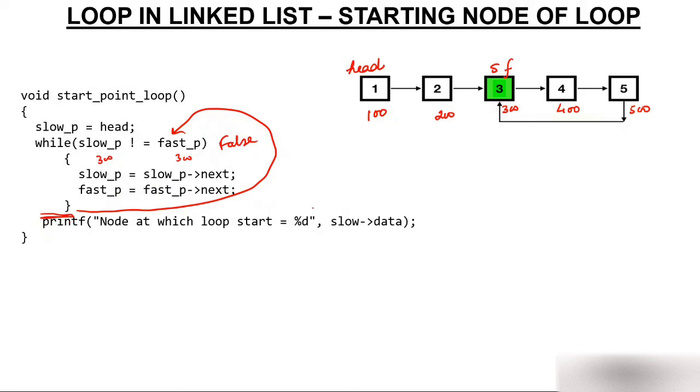So I'll print the node at which the loop starts, which is slow data. What is slow data? 3. Yes, correct. Or you can print fast data because both are at the same position. Instead of slow data, you can also write fast data, whatever you want to do. So this is what the coding is all about. Prior to this, I explained how to detect a loop, and now I've explained, if there is a loop, what the starting position of the loop is.